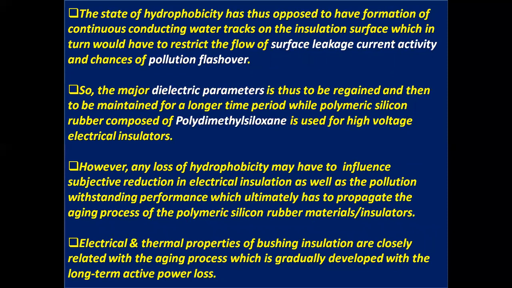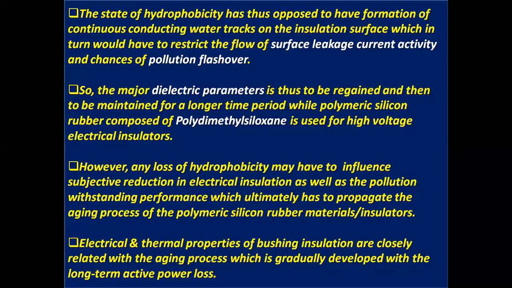The state of hydrophobicity has thus opposed the formation of continuous conducting water tracks on the insulation surface, which in turn would restrict the flow of surface leakage current activity and chances of pollution flashover. So, the major dielectric parameters are to be regained and then maintained for a longer time period, while polymeric silicon rubber composed of polydimethyl siloxane is used for high voltage electrical insulators.